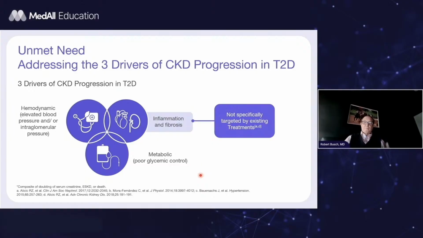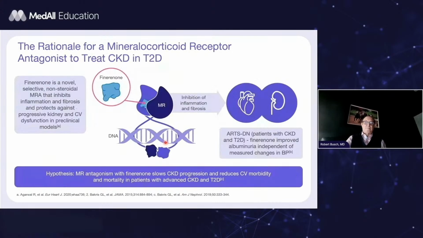So far we talked about RAS blockers and we talked about SGLT2s. So now we'll talk about other drivers of chronic kidney disease, inflammation and fibrosis. So we talked about the hemodynamic factors, we talked about metabolic factors with sugar being high, but what about inflammation and fibrosis? We talked about that earlier on in the pathophysiology of inflammation and fibrosis.